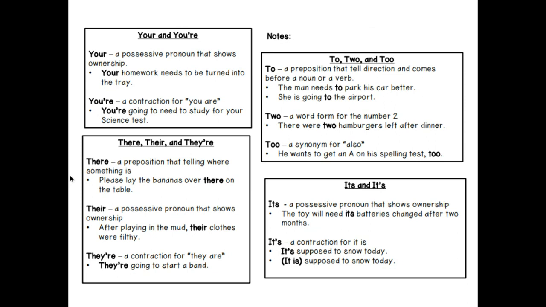So the first one is there, and that's a preposition telling where something is. So please lay the bananas over there on the table. Okay. And I like to remember this correct homophone as it has the word here in it. Like here and there. So it's like when you're placing something, like, oh, put it over there, or I'm going over there. All right. It has the word here in it. Okay. Like it's right here.